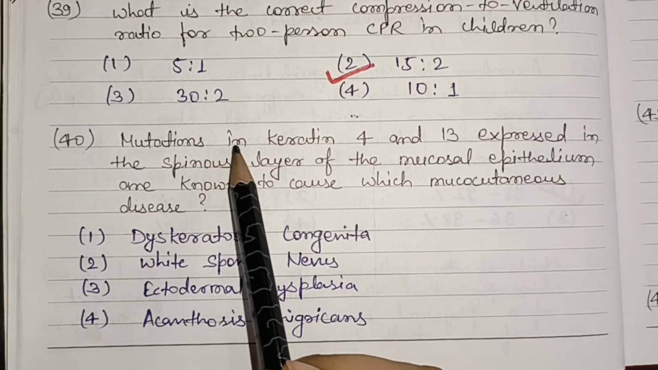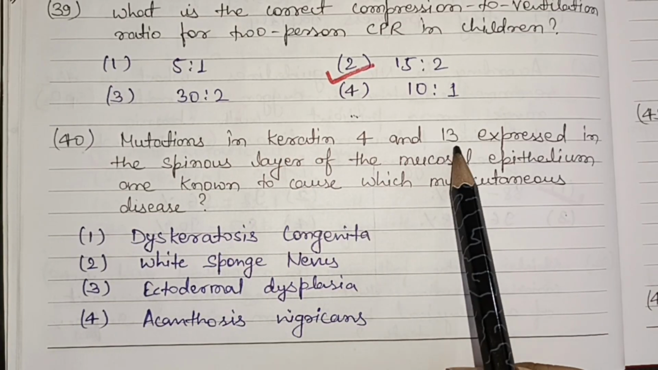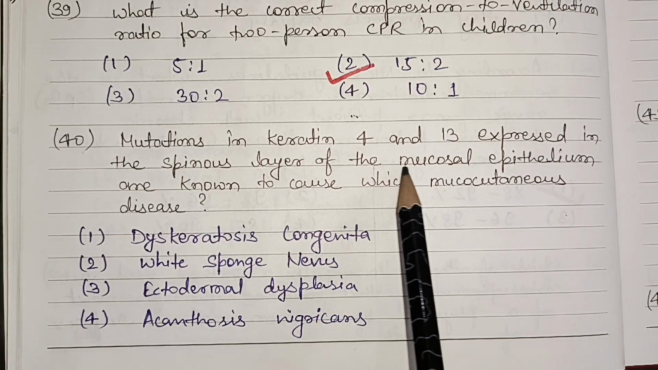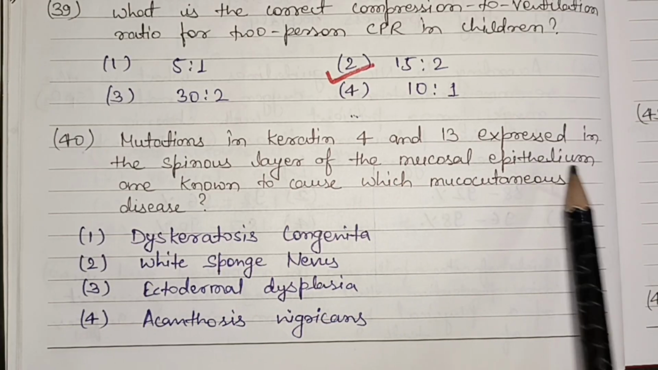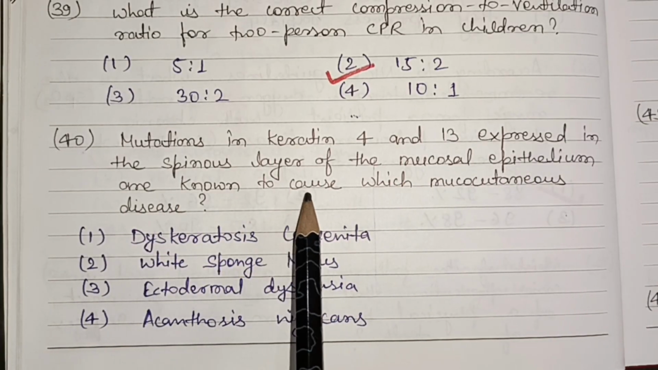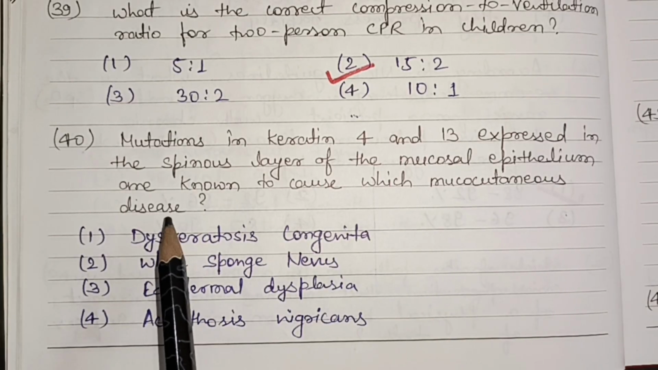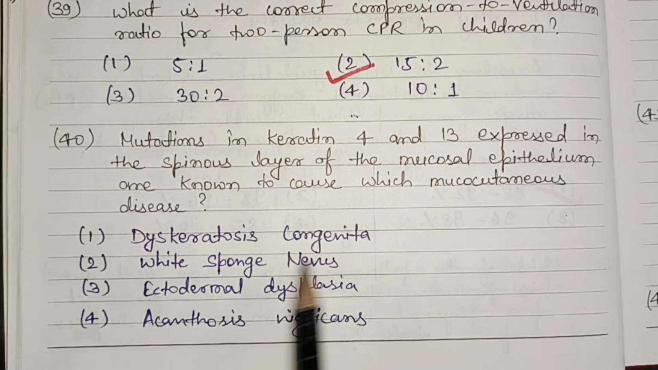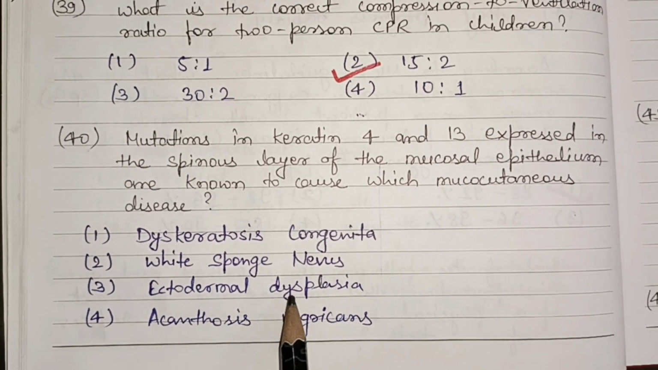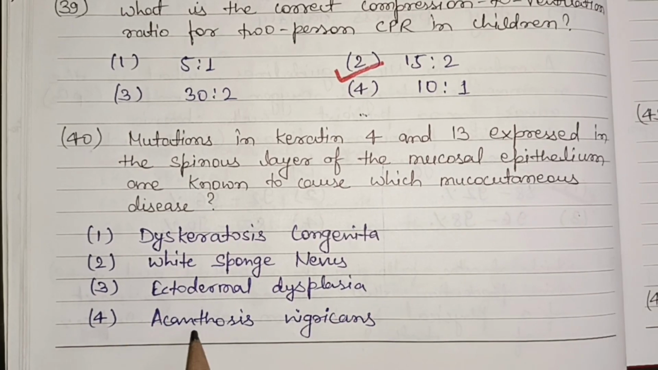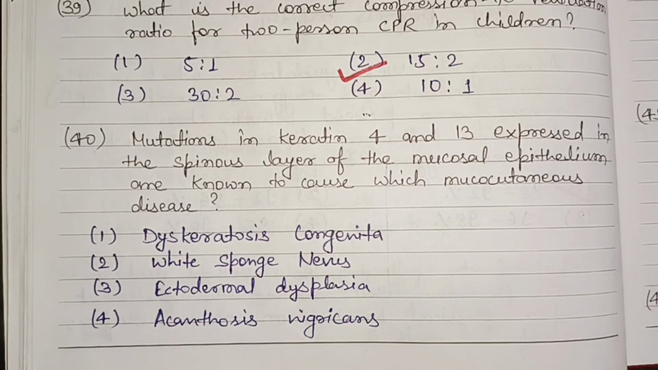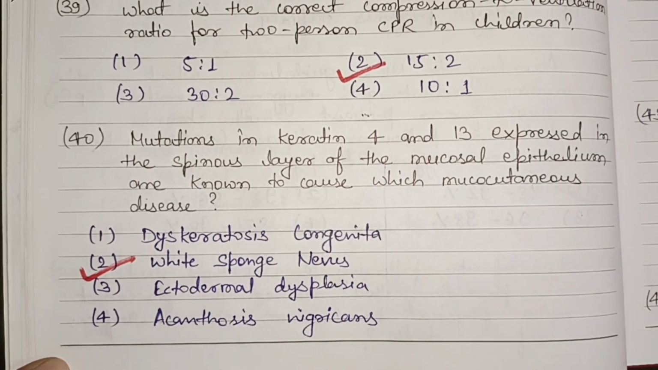Question 40 is, mutations in keratin 4 and 13 expressed in the spinous layer of the mucosal epithelium are known to cause which mucocutaneous disease? Option 1 is dyskeratosis congenita, 2. White sponge nevus, 3. Ectodermal dysplasia, 4. Acanthosis nigricans. And the correct answer is option 2, white sponge nevus.